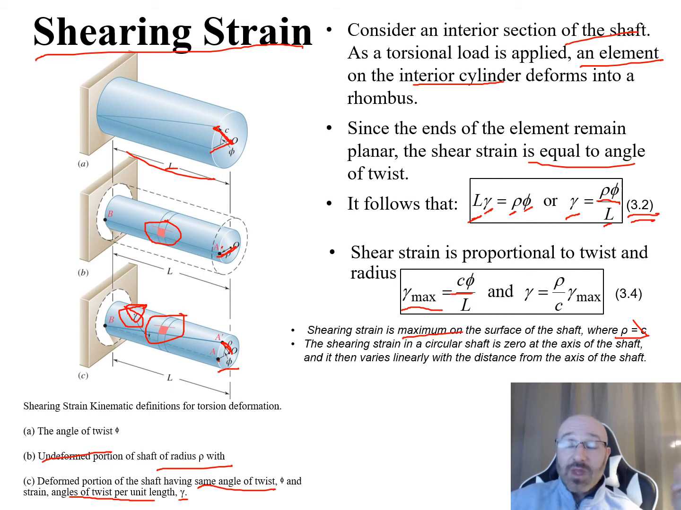Now the shearing strain in a circular shaft is 0 at the axis, at the center of the shaft, and then it varies linearly with the distance away from the axis of the shaft, and we can see that down here. As we come out like this, we can see it starts at the center at 0 and varies along the way, as you can see on this bottom diagram C.